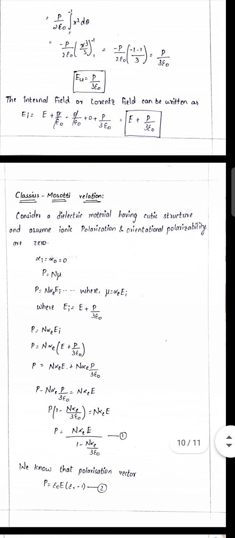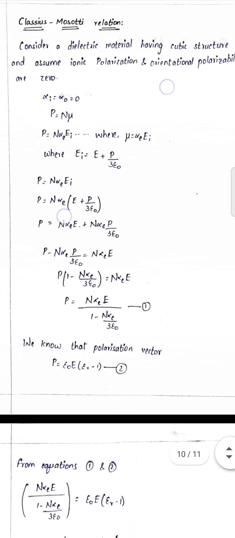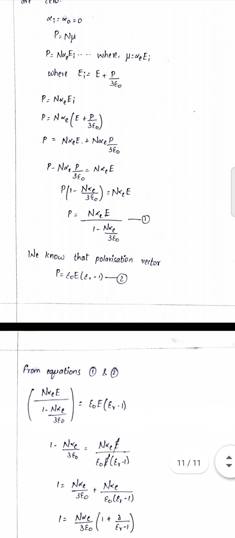Now let's see the Clausius-Mossotti relation. Consider a dielectric material having cubic structure and assume ionic polarizability and orientation polarizability are 0. That is alpha i and alpha o equal to 0. And P is equal to N alpha Ei, where Ei is equal to E plus P by 3 epsilon naught. And by just substituting all the formulas, we get P equal to N alpha E by 1 minus N alpha by 3 epsilon naught.